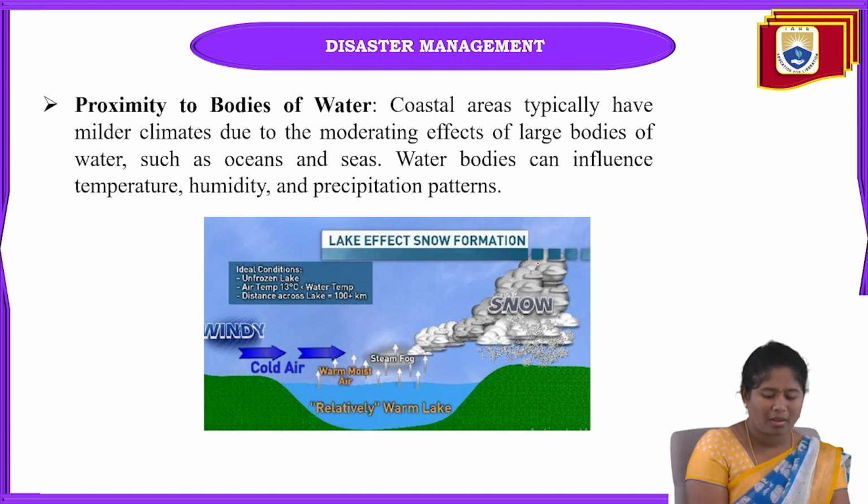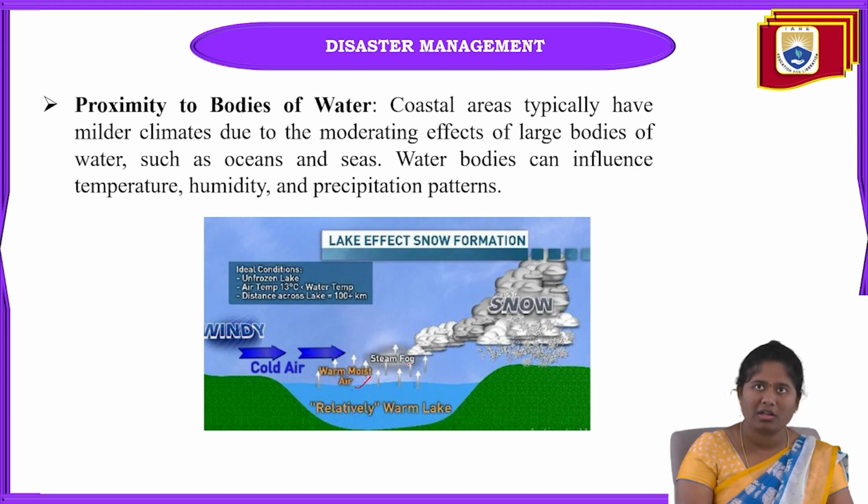Here you can see how that cold temperature is going to change to warm temperature. When this cool air is taking place because of these winds, this warm lake will release some warm moist air. Here you can see warm moist air. From this, steam fog will get released and that will go into the atmosphere.